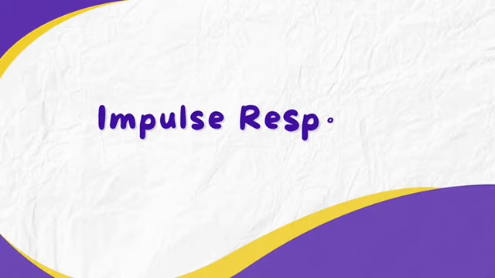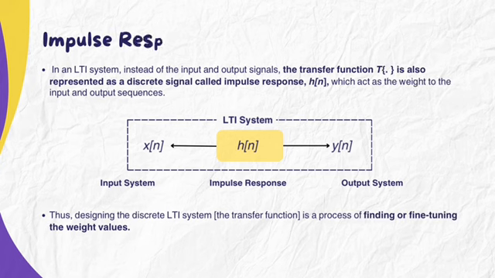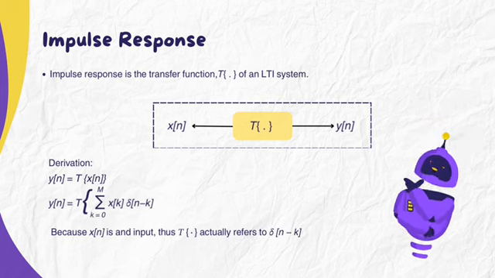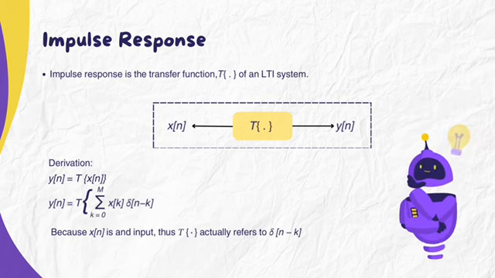Next is impulse response. In an LTI system, instead of the input and output signals, the transfer function T is also represented as a discrete signal called the impulse response, h[n], which acts as the weight to the input and output sequences. Thus, designing the discrete LTI system, the transfer function, is a process of finding or fine-tuning the weight values. The impulse response is the transfer function that describes how an LTI system responds to an input.